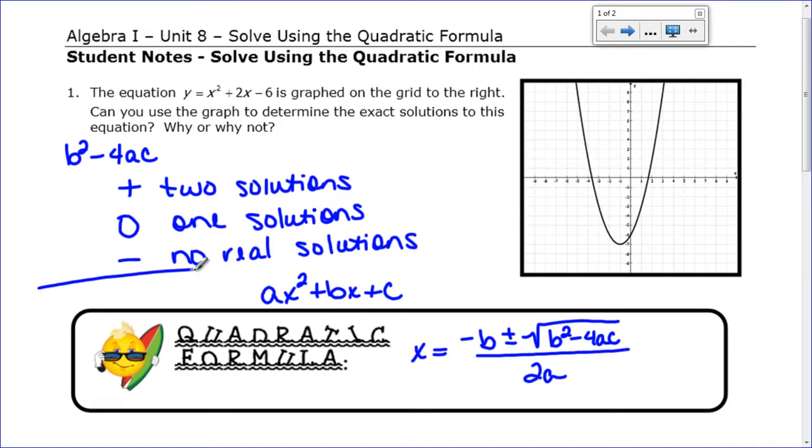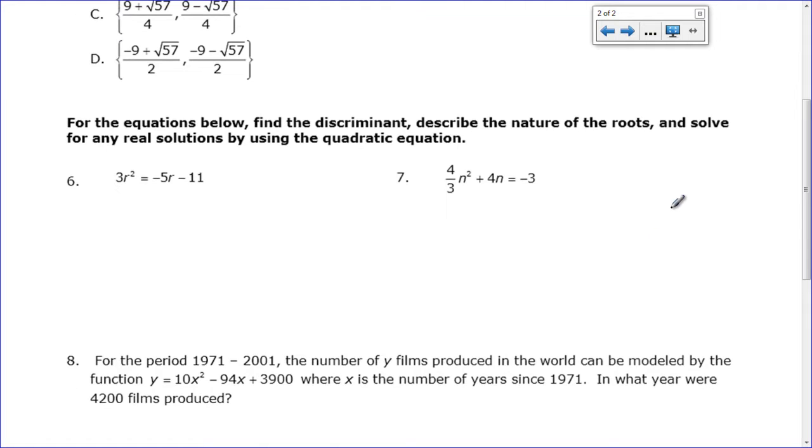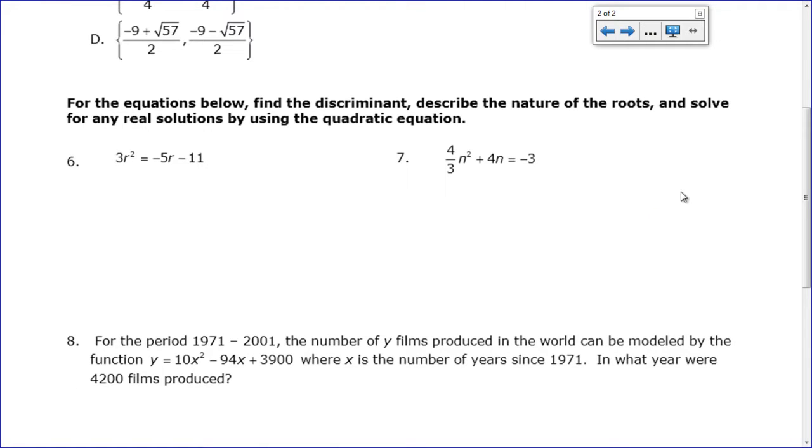That's the things that you need to know because it's going to ask you multiple times to find the discriminant first, determine how many solutions there are, and if there are real solutions, to go ahead and find them. So let's do one more example. We're going to skip down here to number 7, and we're going to have to solve this.